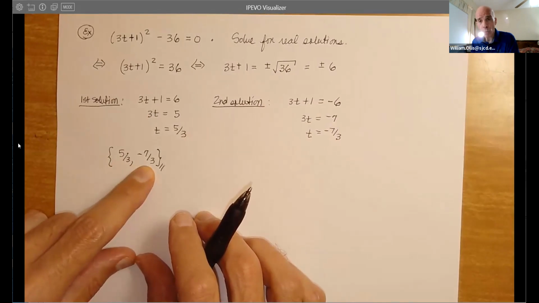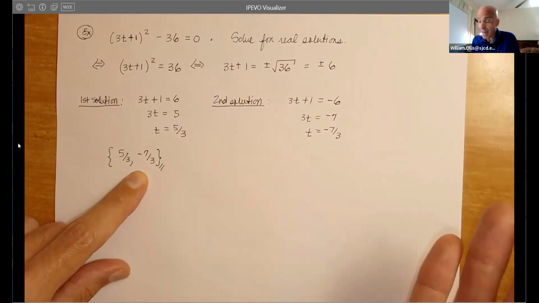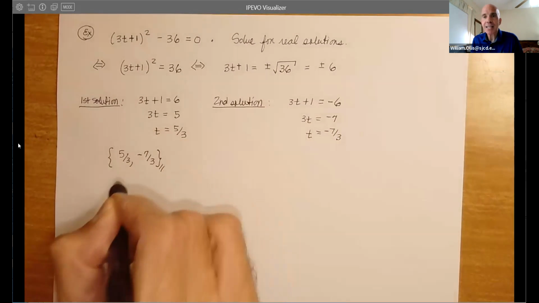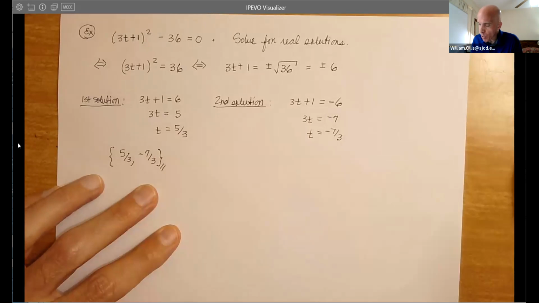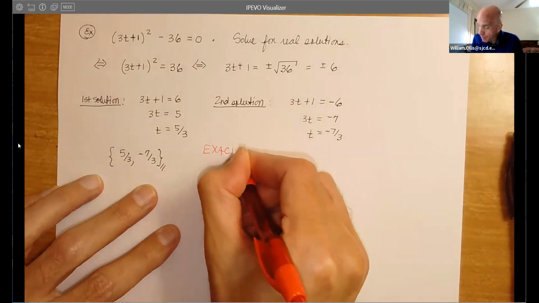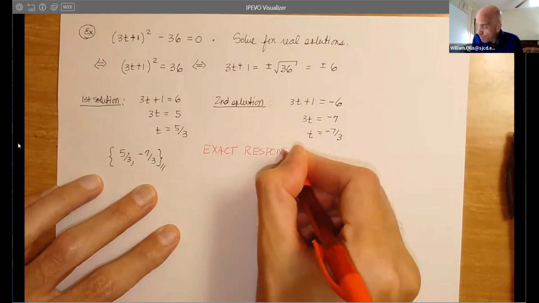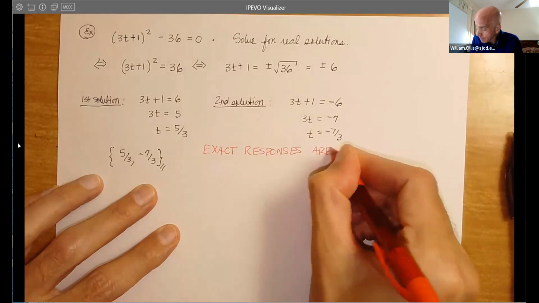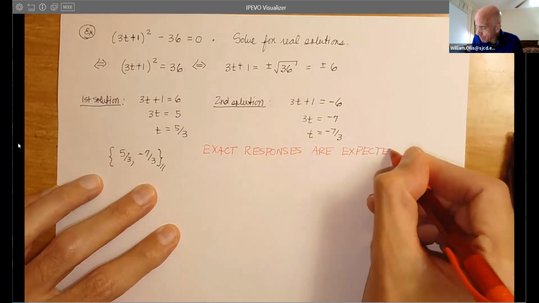Excuse me, -2 1/3. I can write an improper fraction. It doesn't matter, or I can write a mixed number. Give an exact response. So let me write this down. I'm going to put this in red. Exact responses. Exact responses are expected. I expect them. WebAssign expects them.